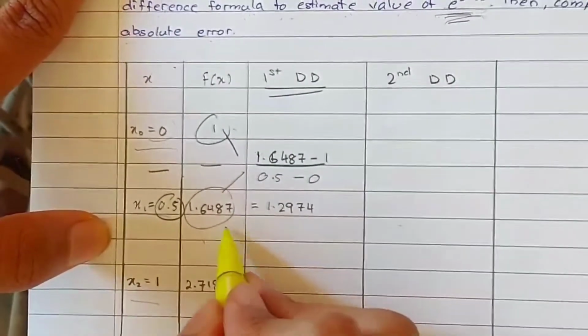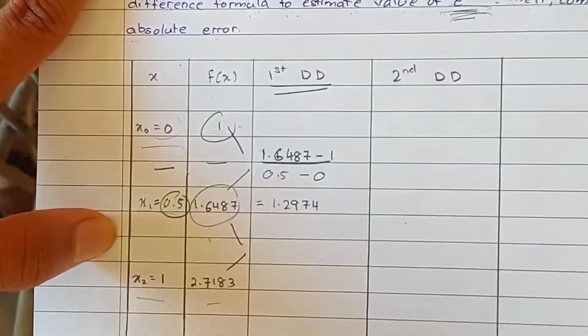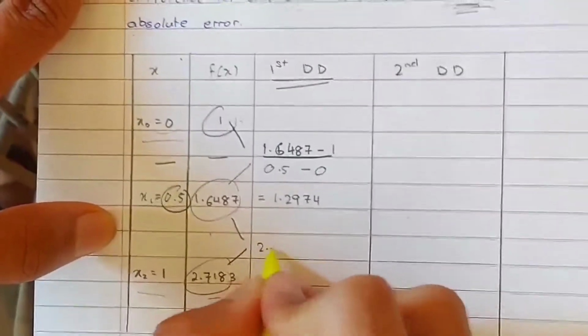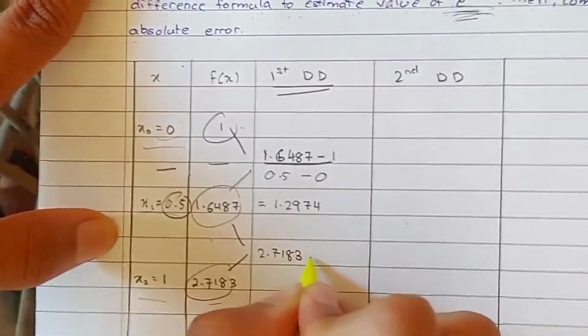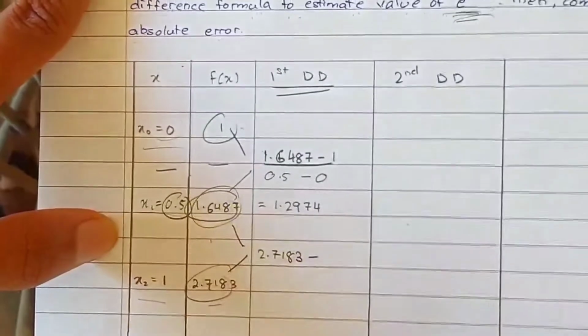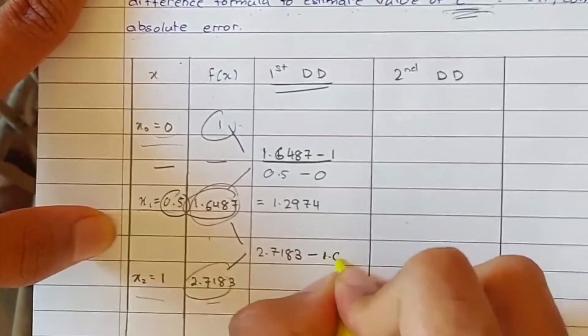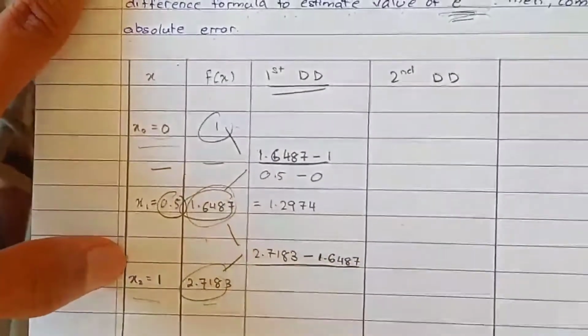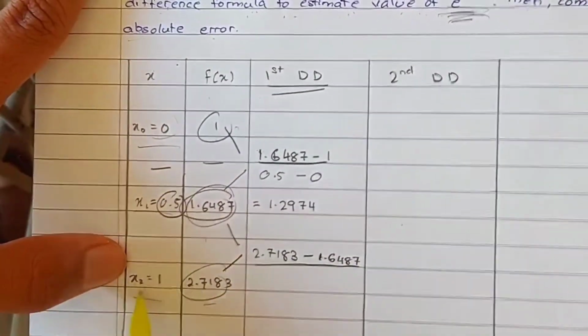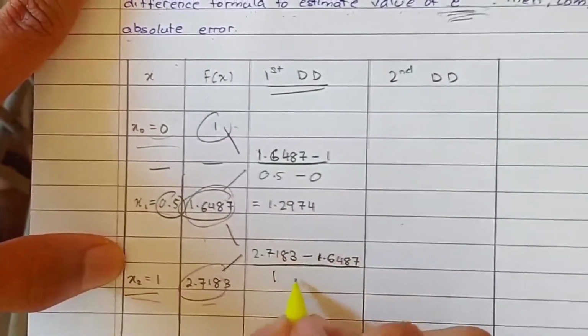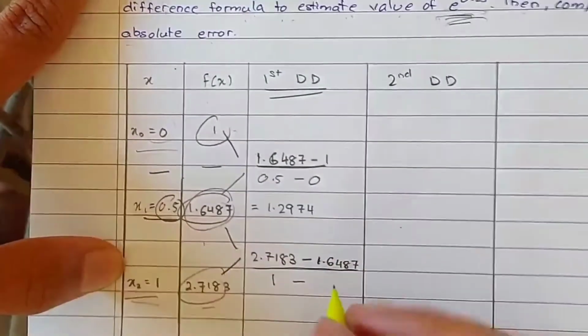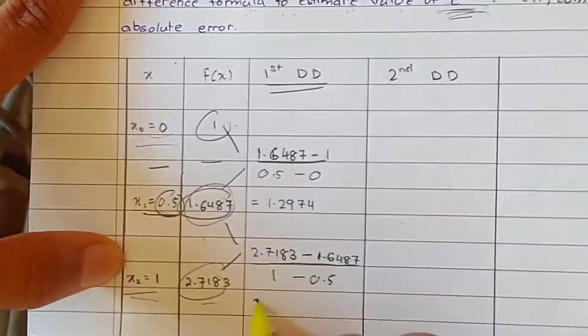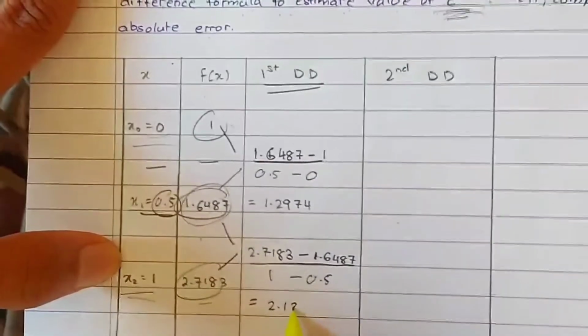The next is between x2 and x1: 2.7183 minus 1.6487 divided by 1 minus 0.5, and we get the answer 2.1392.